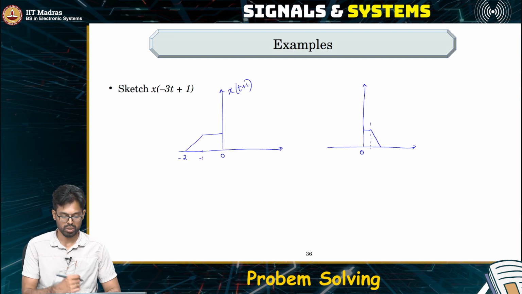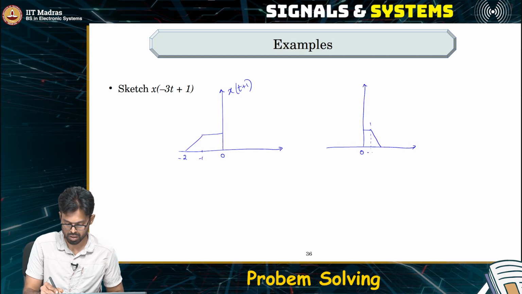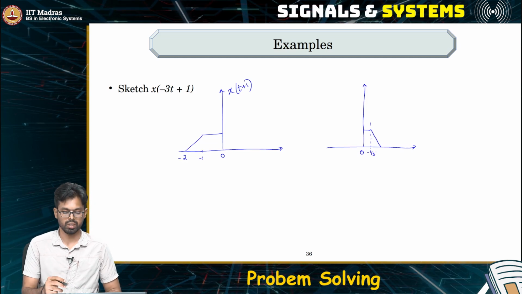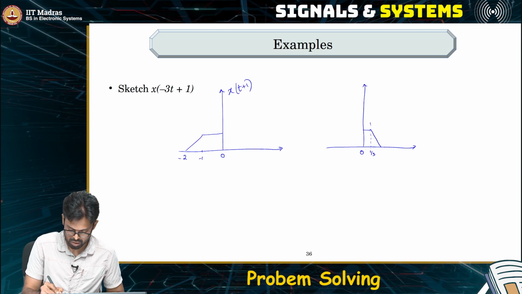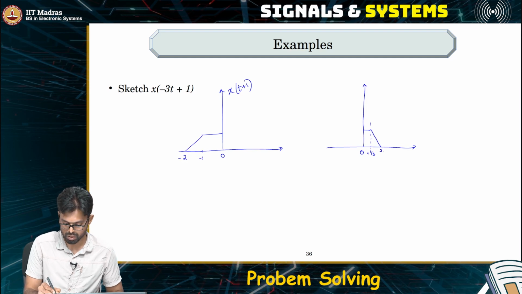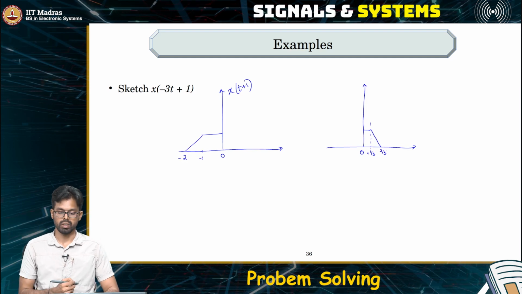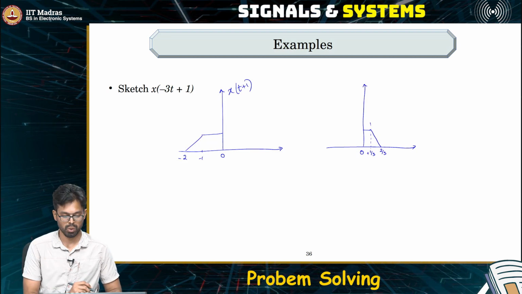Whatever was at minus 1 now becomes minus 1 by 3, and whatever is at minus 2, so this is plus, this becomes 2 by 3. Okay, we can check this and then see what happens.